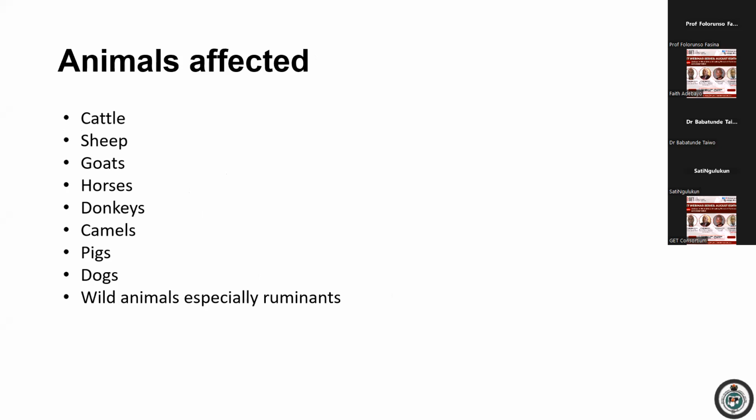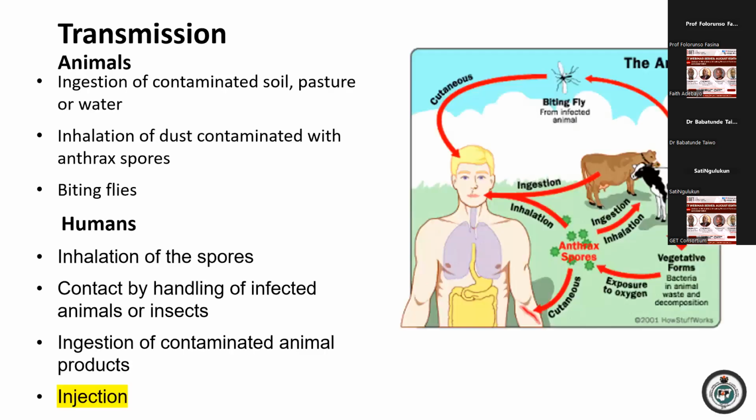It is mainly, or naturally, a disease of ruminants, especially cattle, sheep, goats, but of course, horses, donkeys, camels, pigs, dogs, and wild animals, especially ruminants, are also affected. The transmission of this disease, especially in animals, is by ingestion of contaminated soil or pasture or water. It could also be through inhalation of dust contaminated with the anthrax spores. And also biting flies have been implicated as mechanical transmission of this disease. And for humans, it's through inhalation of the spores.